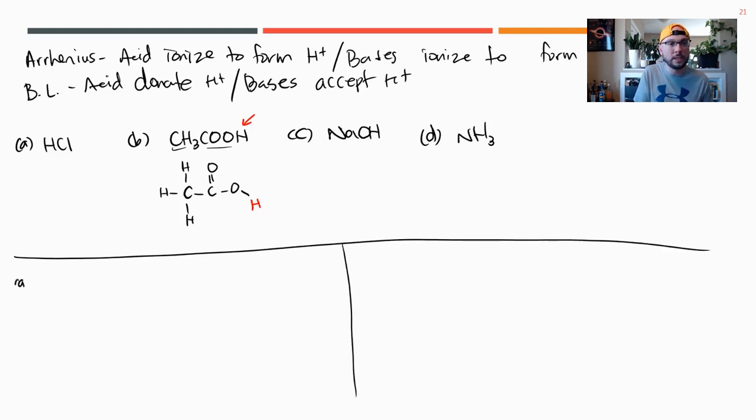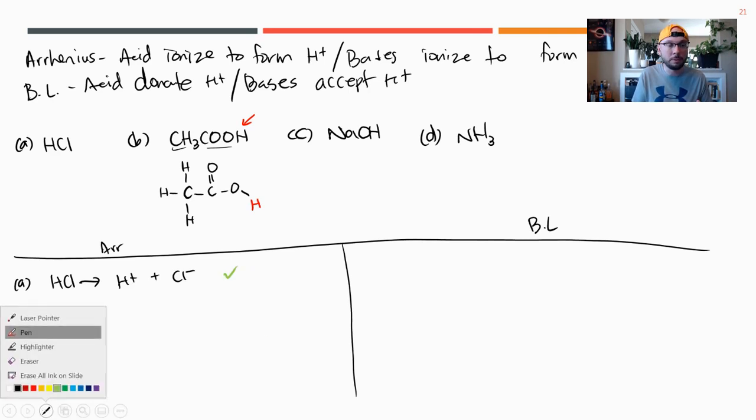So A, really easy, HCl. According to the Arrhenius, and we're going to draw the Arrhenius over here and the Bronsted-Lowry over here. But the Arrhenius model says that acids are substances that break down into H plus, and we've got exactly that. So the Arrhenius model for HCl works, no problems there.